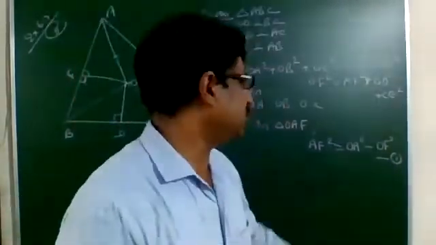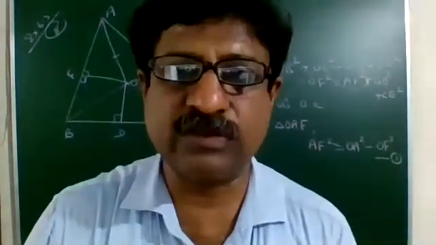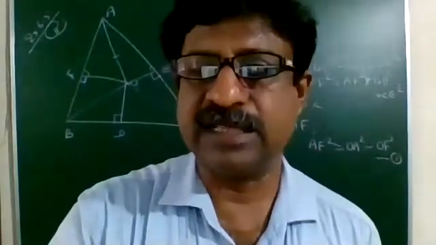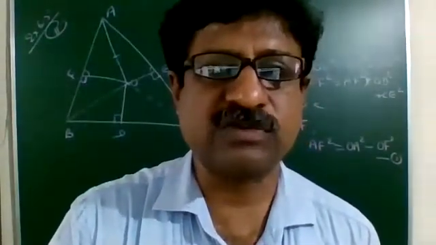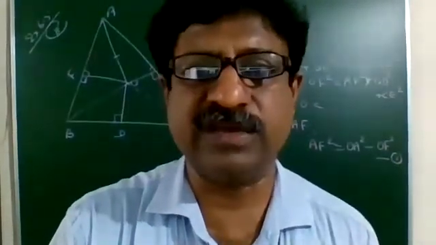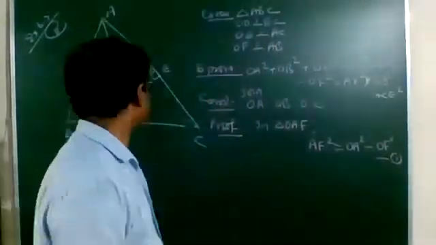Don't be confused about why sir has taken the minus sign. In Pythagoras theorem, the plus sign comes. Don't get confused like that. To avoid that confusion, you can write one more step: hypotenuse square equals perpendicular square plus base square. Write that first. Rearrange it and get the value of AF square. This is the first equation.